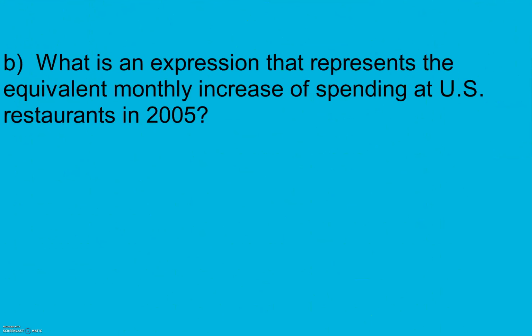In part B here, it wants the expression that represents the equivalent monthly increase of spending at U.S. restaurants in 2005. So here, we're talking about our growth factor. The increase is our growth factor. And here it was 1.07 to the x power, but this is in terms of years. We want it in terms of months.